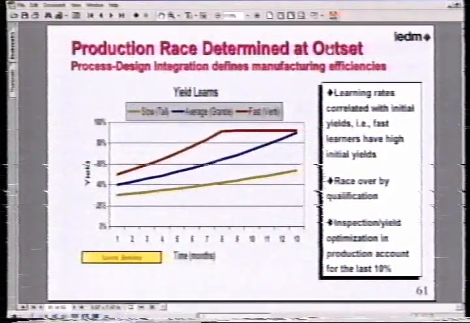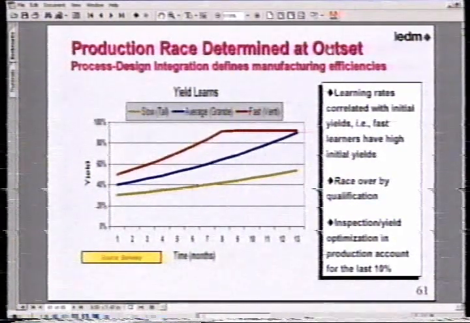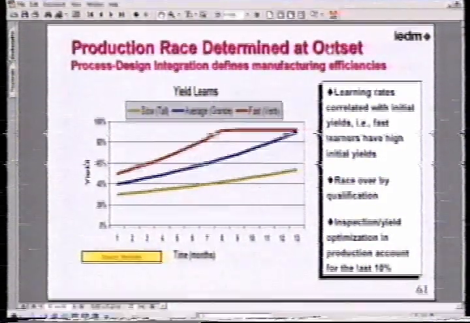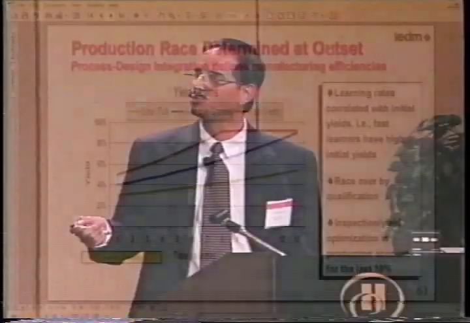So these are some of the benchmark ramp rates that have been seen, and again you can see the correlation. I also wanted to point out again that inspection and yield optimization during production does account for the last 10%. Let's not worry about the exact number, 10%, but there is a significant yield improvement to be done even at production itself.